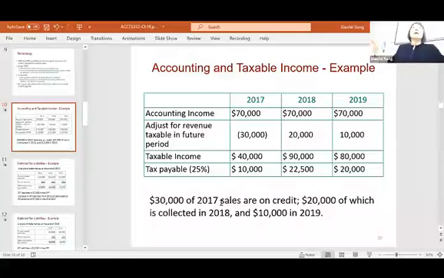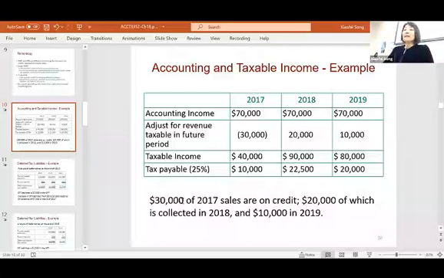For the rest, you can have a big picture: financial accounting income is based on accrual rules. Taxable income is more or less based on the tax rules. With that in mind, you can pretty much understand the temporary difference very well. So here, the $30,000 of the 2017 accounting income is from credit sales.